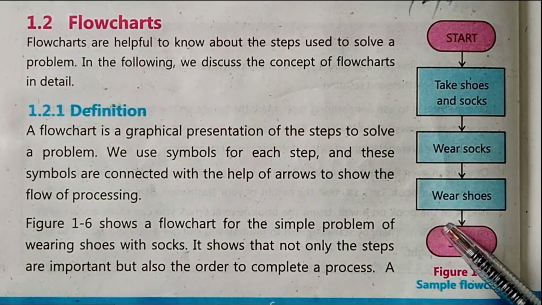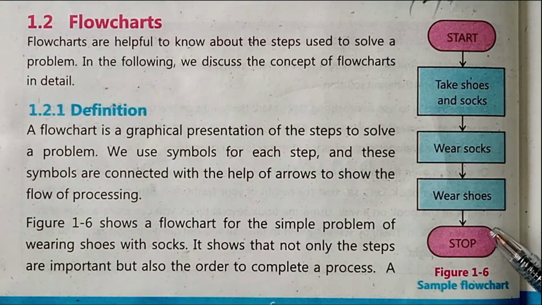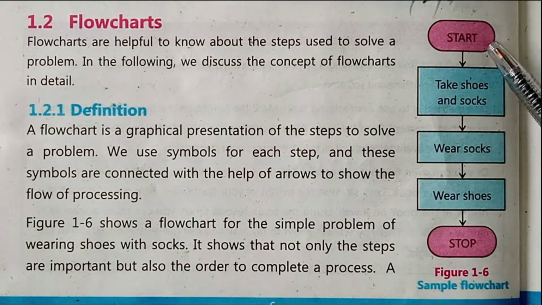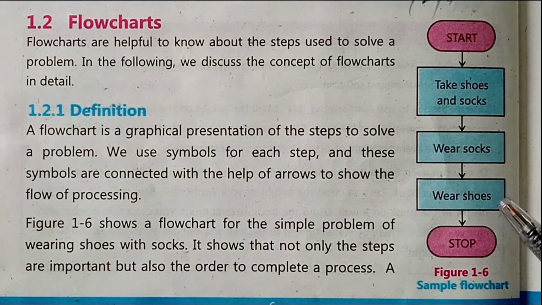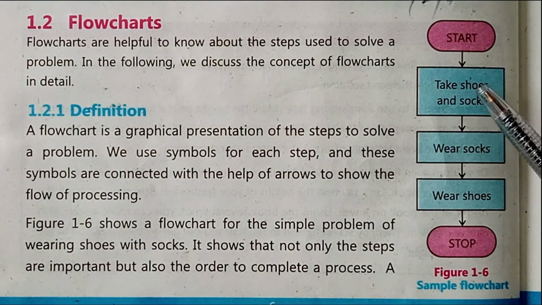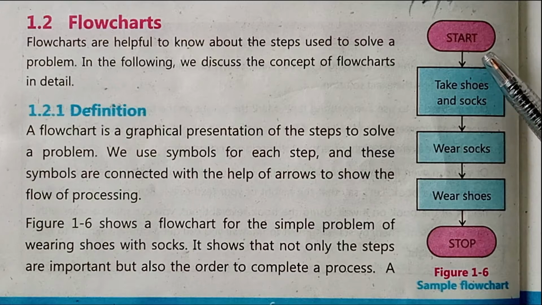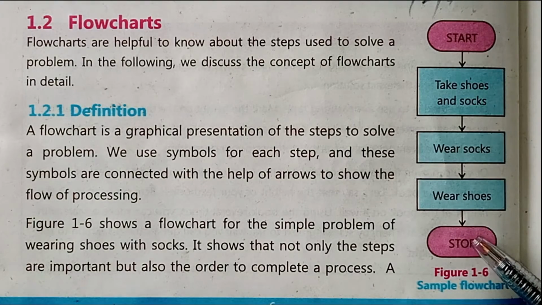Students, in figure 1.6 you can see here we have a flowchart for the simple problem of wearing shoes. First it is start, then take shoes and socks. Wear socks, wear shoes, then it will stop. As you can see, these symbols are connected with the arrows. This is the problem of wearing shoes with socks, and this is the flowchart of it.